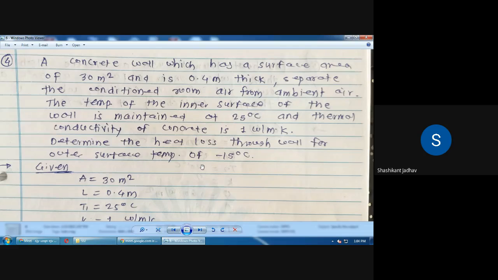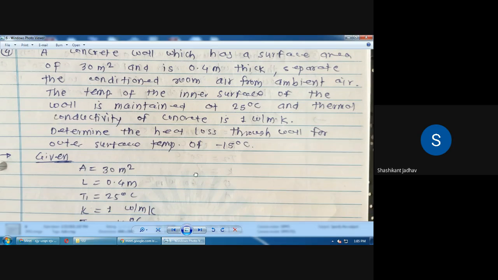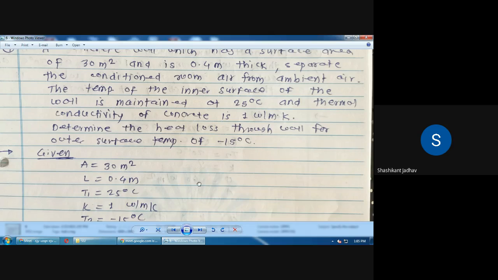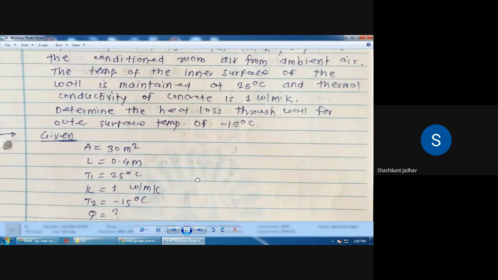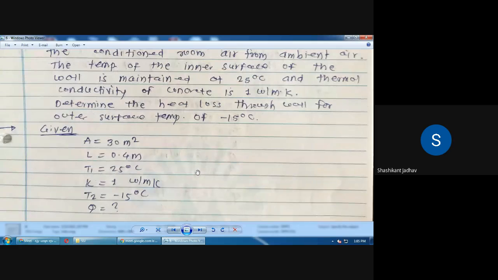Then wall temperature is given, that is 25 degrees Celsius, that is T1 equal to 25 degrees Celsius. Then thermal conductivity is given as 1 watt per meter Kelvin, and outer surface temperature is given as minus 15 degrees Celsius, that is T2 equal to minus 15 degrees Celsius. So our aim is to find out the heat loss. So Q is equal to K into A into (T1 minus T2) divided by L. By using that equation, we have to find out the value of Q.